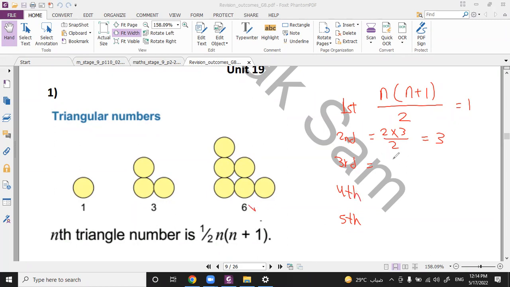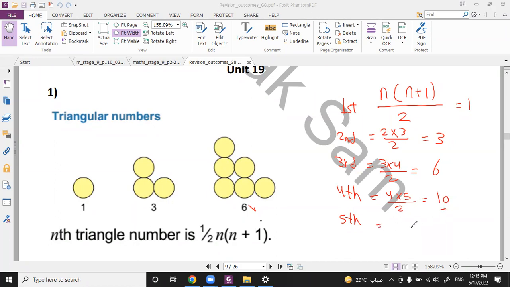The third triangular number, I know it's 6, but I want to check it. Sorry, I want to find the third and not the sixth. So it's 3 times 4 divided by 2. So it's 6. I want to find the fourth triangular number. As you said, Andre, it's 15. But I want to check it. So it's 4 times 5 divided by 2. Okay. So it's 10, not 15.